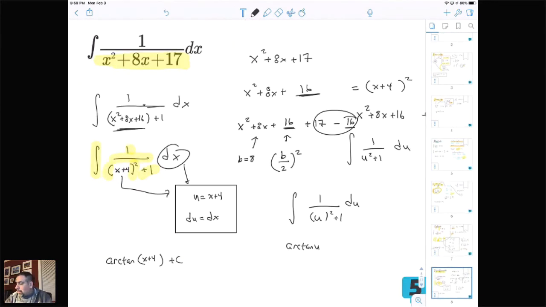And then the last one here is using complete the square in order to integrate and set this up as an inverse trig function again. So those are the tips and the tricks that I've got for you.